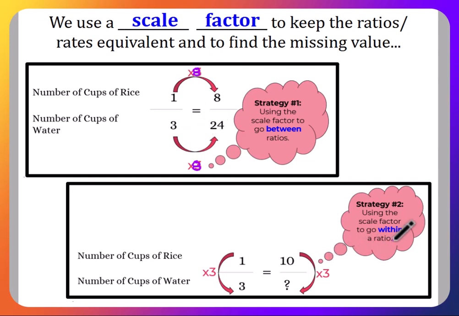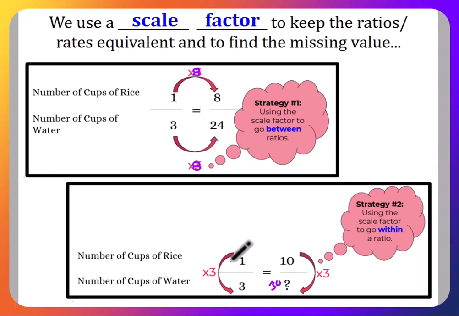And for strategy number 2, we're going to use a scale factor that goes within a ratio. So it's our same example. Well, no, it's a little bit different. Still rice to water, but it's the 1 to 3, and now we have a 10 to some missing number. So we can go within the ratio. I can go from my 1 to 3. I can turn 1 into a 3 by multiplying by 3. So I do the same thing to my 10. I multiply it by 3, and it's going to give me 30 cups of water.